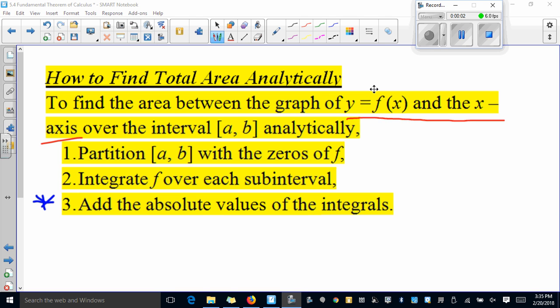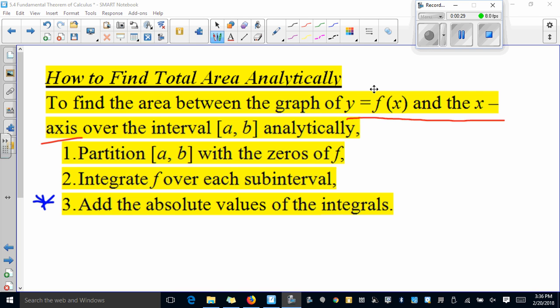Analytically, partition A to B with the zeros of f. Then integrate f over each subinterval, and then add the absolute values of each of those integrals. Now in section 5.2 or 5.3, they told you to take the area of the one minus the area of the other. It was area above the x-axis minus the area below the x-axis. And then that would give you the area.